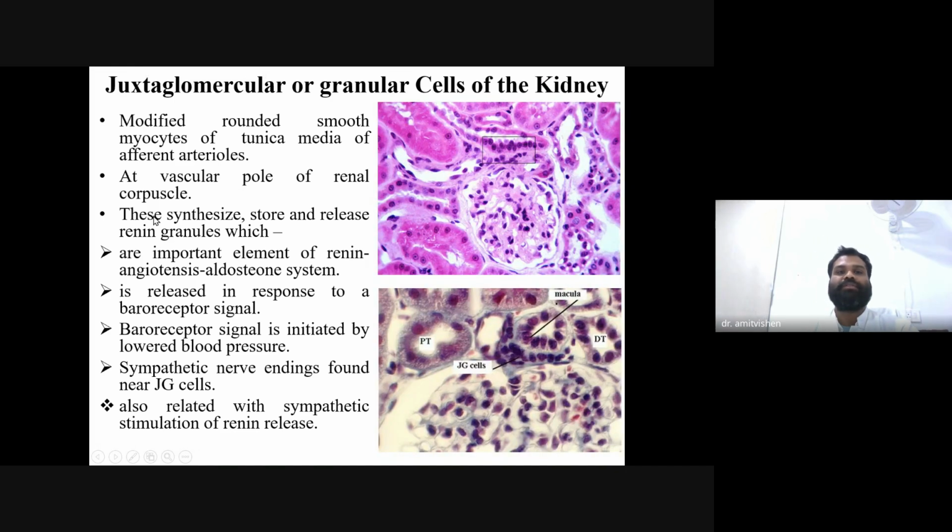Now let's talk about the juxtaglomerular cells of the kidney. These are also endocrine cells, but are present in a non-endocrine organ, that is the kidney. These juxtaglomerular cells are modified rounded smooth myocytes of the tunica media of the afferent arteriole, and they are present at the vascular pole of the renal corpuscle. These synthesize, store and release renin granules.